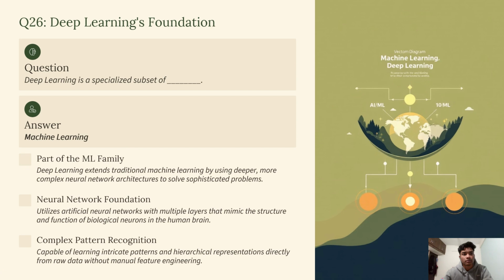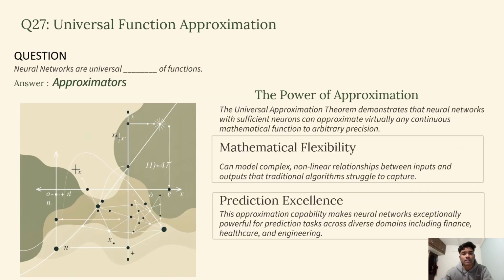Our next question. Neural networks are universal approximators. This means that they can approximate almost any mathematical function if trained with enough data and neurons. That's why they power high level tasks like image recognition, predictions, and decision making.